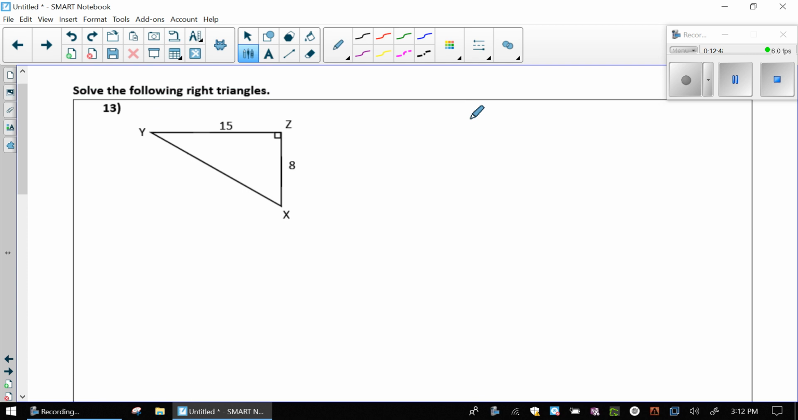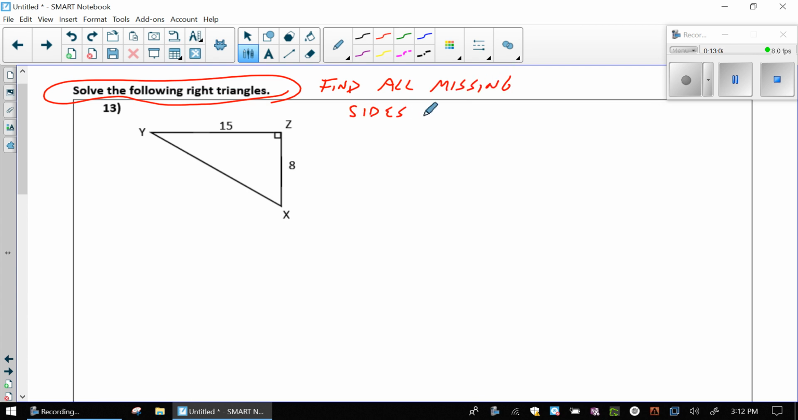So I don't see any variables in here. So you guys might be wondering, what do I need to solve for? All right, when you see these directions, solve the triangle, it means find all missing sides and angles. Okay, that's what solve the triangle means. So notice we already have two sides. We can find the third side pretty quickly using Pythagorean theorem.